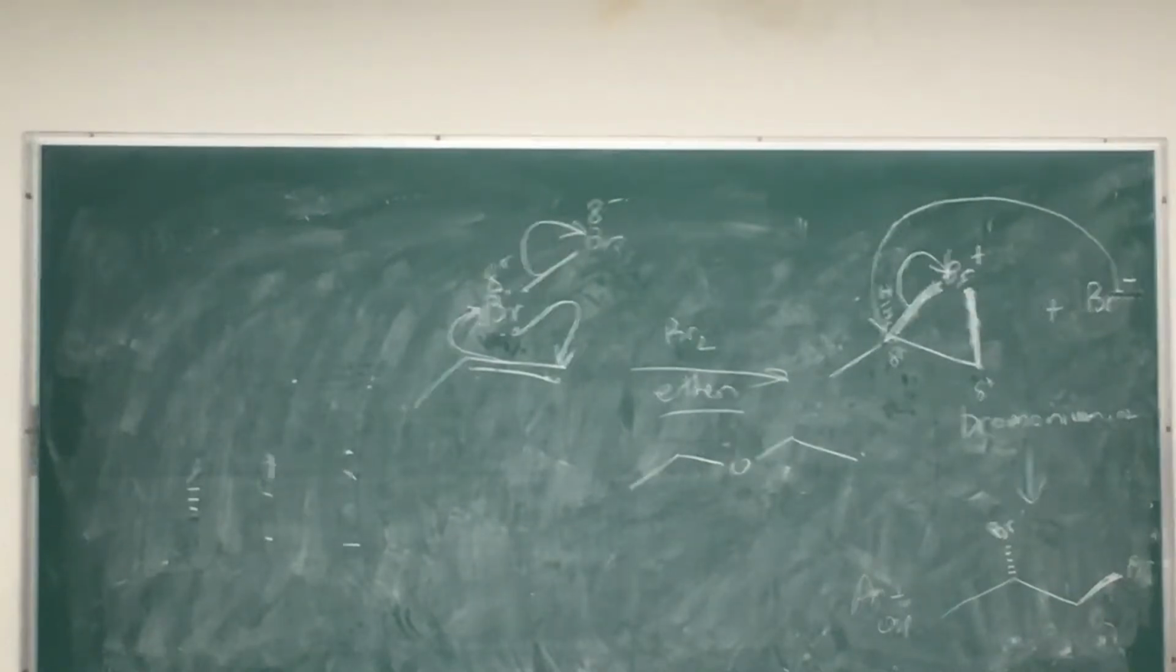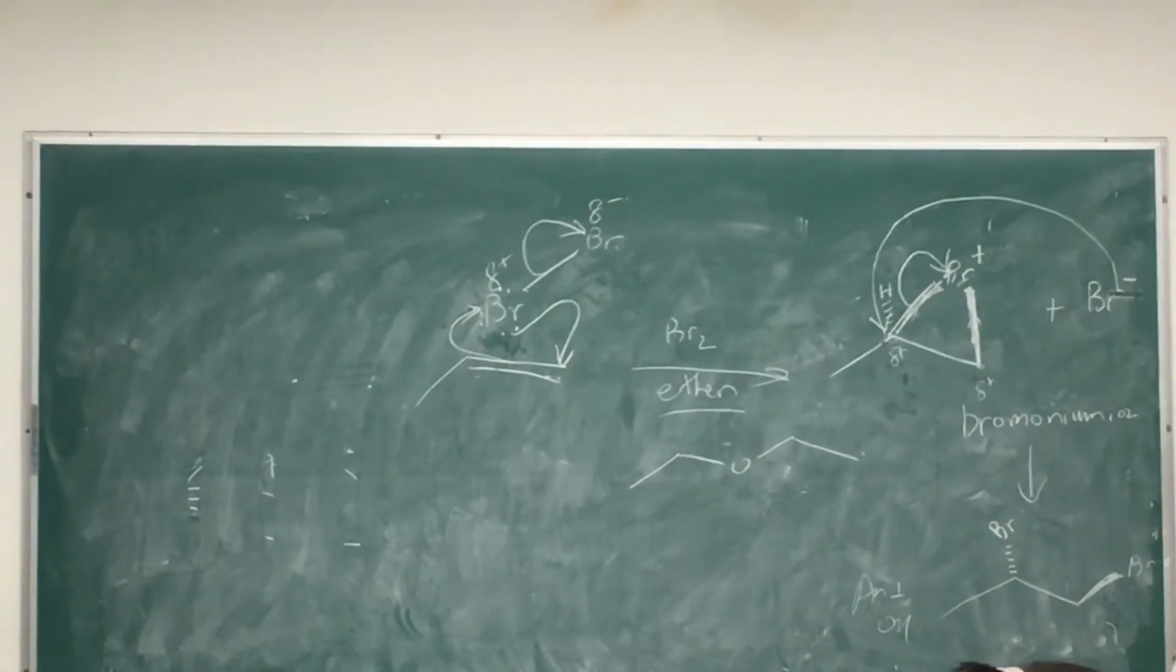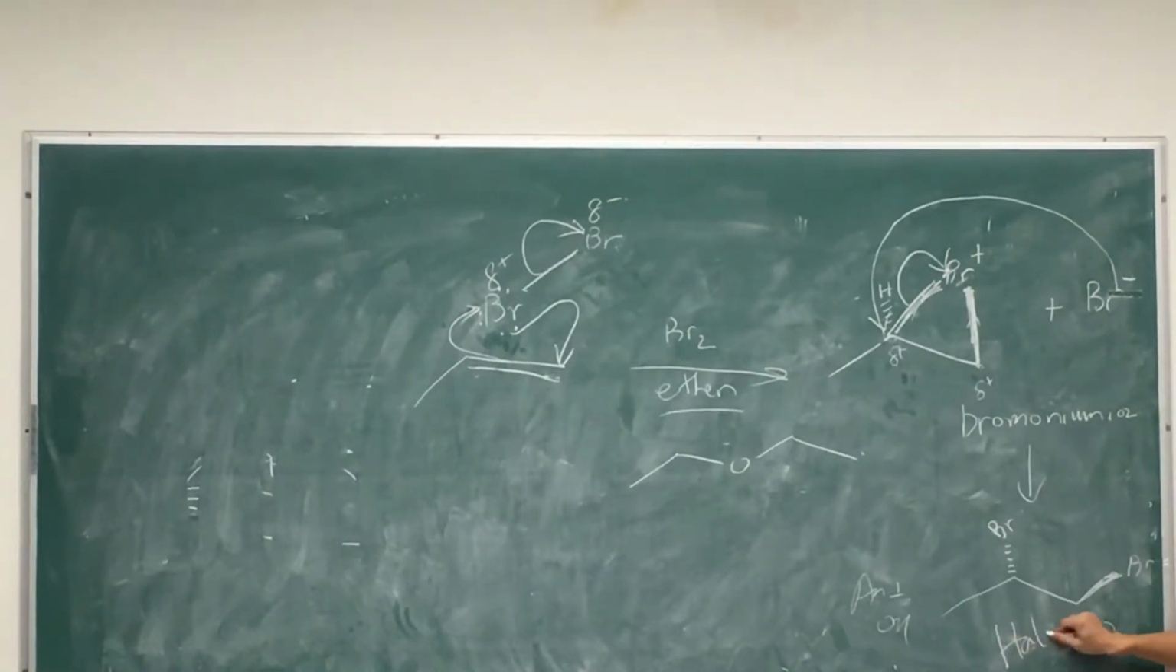So this one we call halogenation of alkene. This is called halogenation.